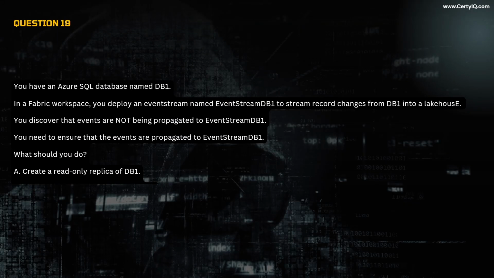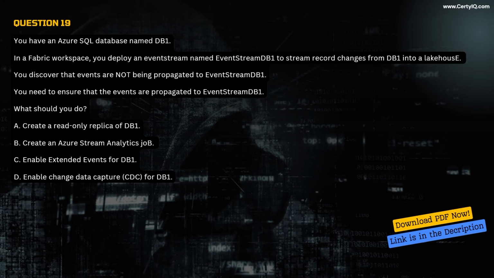Question 19. You have an Azure SQL database named DB1. In a Fabric workspace, you deploy an event stream named EventStreamDB1 to stream record changes from DB1 into a lakehouse. You discover that events are not being propagated to EventStreamDB1. You need to ensure that the events are propagated to EventStreamDB1. What should you do?